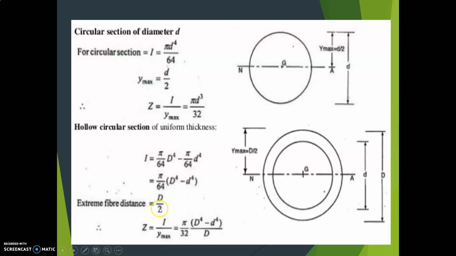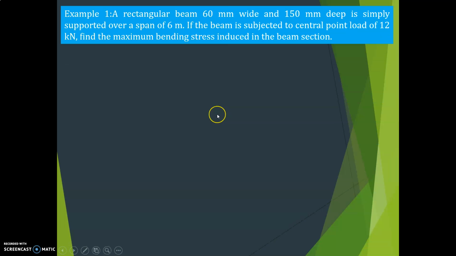So extreme fiber distance, that is y maximum, is equal to D divided by 2. So Z is equal to I divided by y maximum, that is equal to pi divided by 32 D into (D raised to 4 minus small d raised to 4). This is the section modulus for hollow circular section. So these four are important. You should always know them. Okay, let us solve some examples on this.